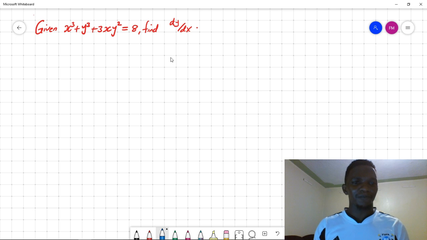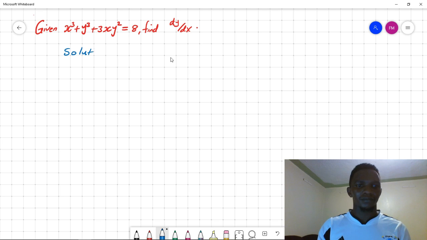So we are going to solve this problem, which is given by x cubed plus y cubed plus 3xy squared is equal to 8. Then find dy/dx. In other words, differentiate this function. Solution.